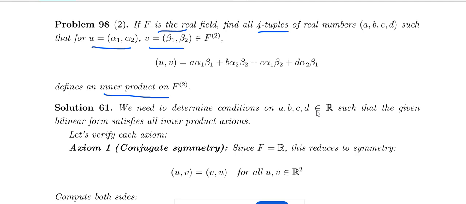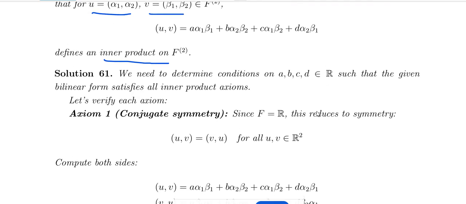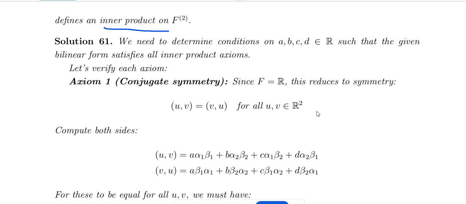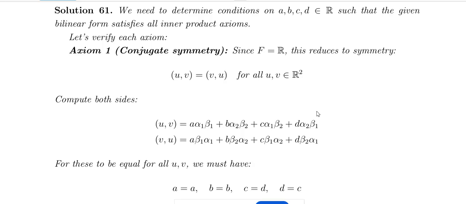So now we will try to find all the 4-tuples, that is a, b, c, d. That is, determine the condition on a, b, c, d such that the given bilinear form satisfies the inner product axioms. First of all, since F equals R, the real field, the symmetry is u comma v equals v comma u. If we know u comma v, we can find v comma u from it. That is beta 1 alpha 1 like that.